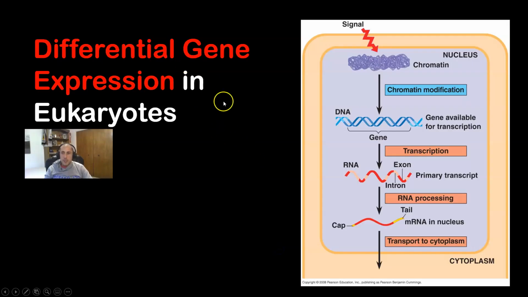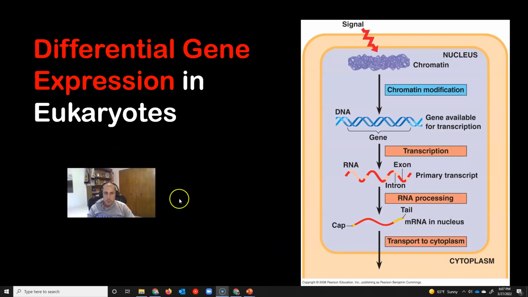All right, so differential gene expression in eukaryotes. So I've got a signal, some sort of signal. It could be a ligand, it could be UV radiation, whatever it is, there's some sort of stimulus. That leads to chromatin modification, which leads to opening of our DNA so that we can transcribe it. Remember, the exons exit the nucleus, the introns stay behind.